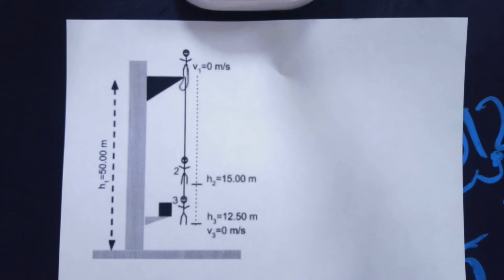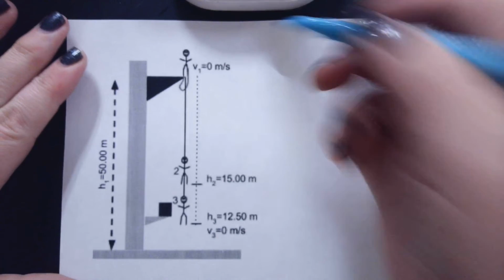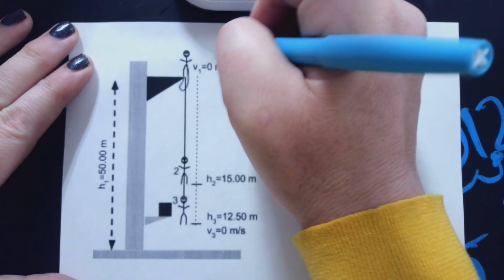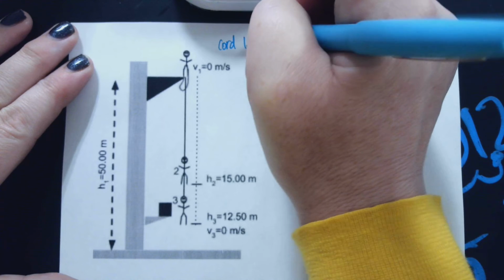This video is about how to calculate the stretch of a bungee cord. So I'm going to give you two examples with the same diagram. In the first example, we're going to say that the cord length is 20 meters.